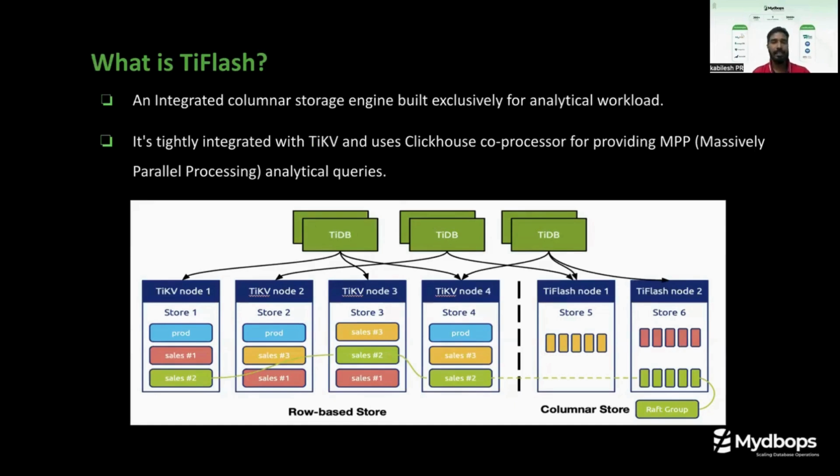And this TiFlash is built on top of ClickHouse. ClickHouse is a famous open source project for analytics, and it is very fast with parallel processing. The same is supported by TiFlash as well.